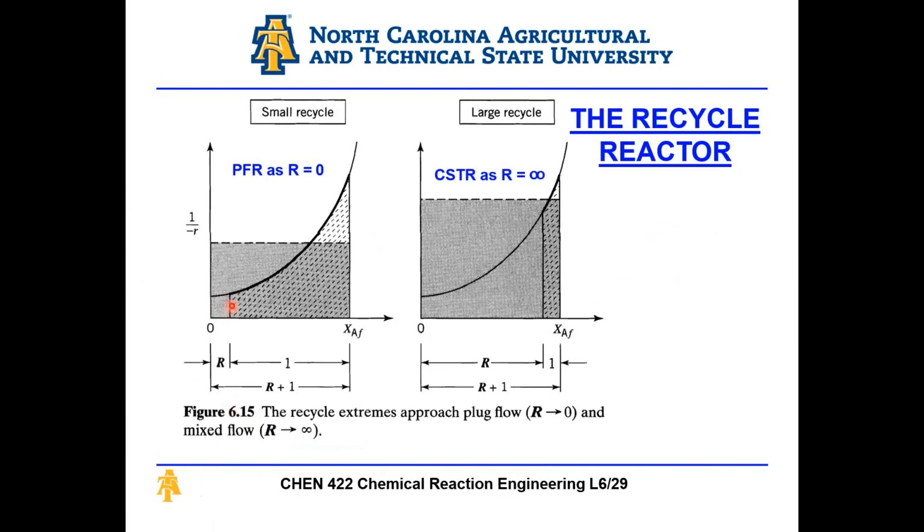The two things are that as R approaches 0, my recycle reactor performance approaches that of a PFR. So as my recycle goes to 0, if I have no recycle, my performance is just like a PFR straight through. This is sort of intuitive. However, as my recycle ratio approaches infinity, so basically as my recycle ratio gets very high and I'm recycling a lot of product, the performance of the reactor approaches a CSTR.